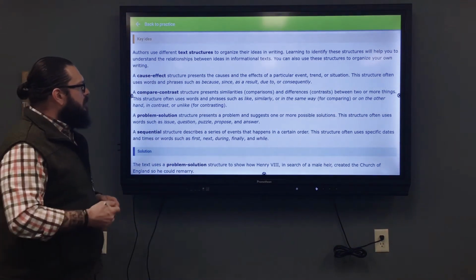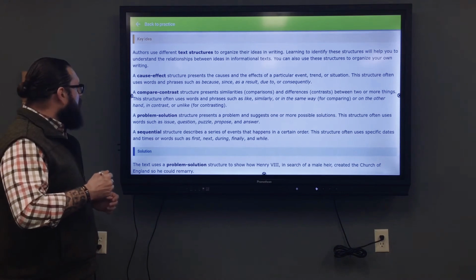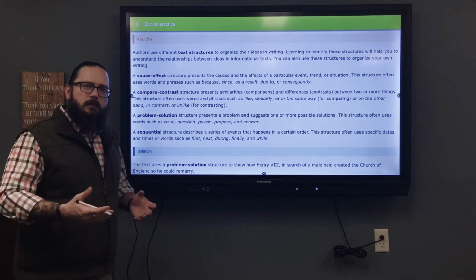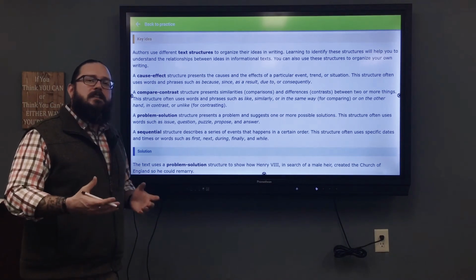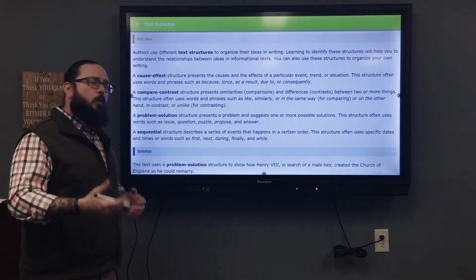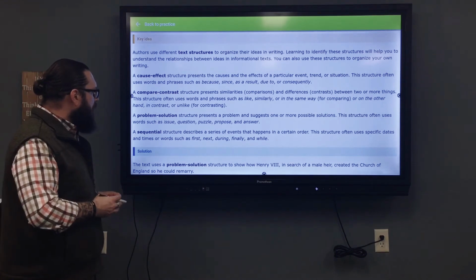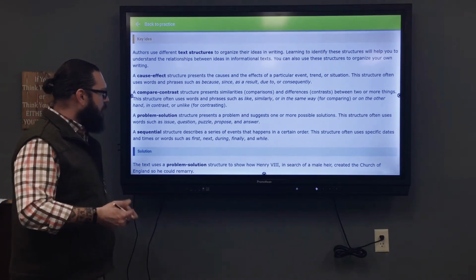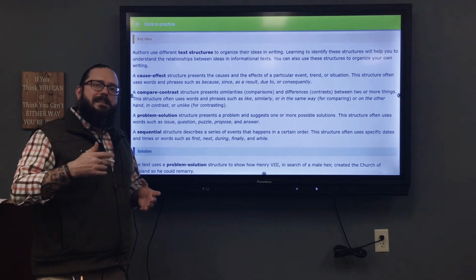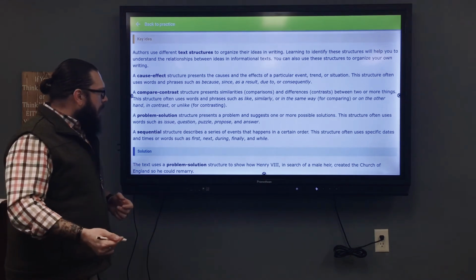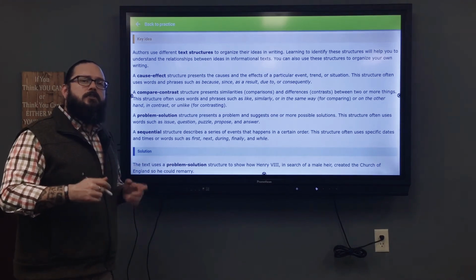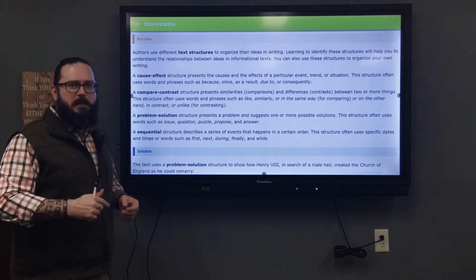Some signal words to know when specific dates and times are used. That will clue us in that we're talking about the sequential structure. Some specific signal words that we can use to identify the structure include first, next, during, finally, and while. So it's important that you know what the different types of structures are and that you be able to identify the signal words to let you know specifically which structure is being used.